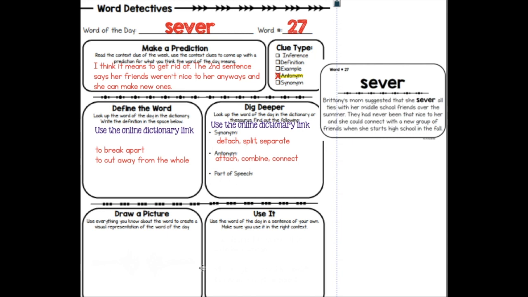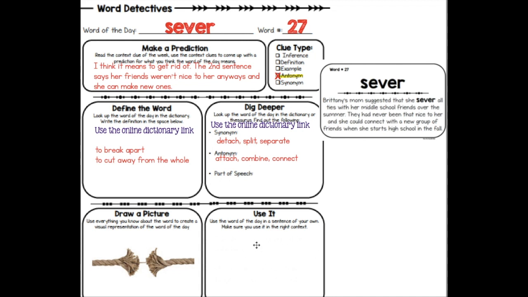The next part is kind of a fun one. Draw a picture. Use everything you know about the word to create a visual representation of the word of the day. So something that is detaching, splitting, separating. I put a piece of rope that was ripping apart. You could have friends that are no longer friends. I also thought of a broken heart. I had to take an image from the computer because I can't draw in here.